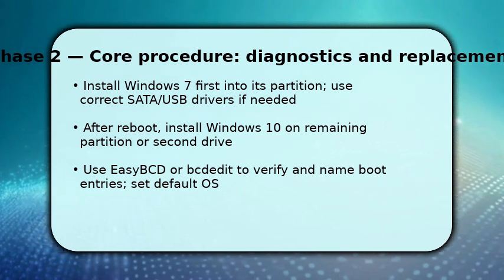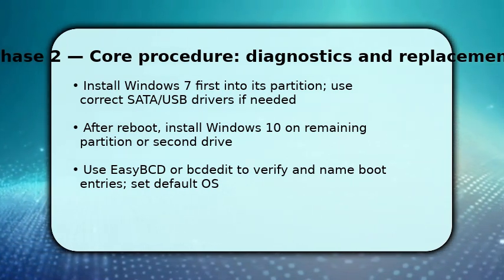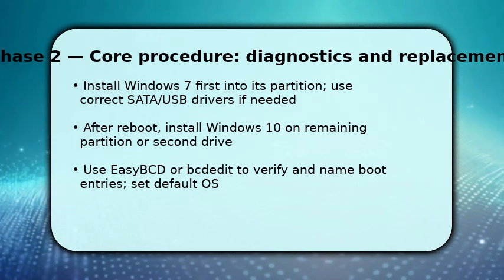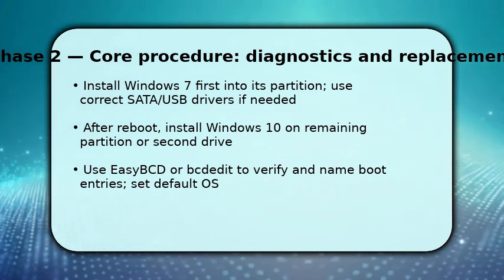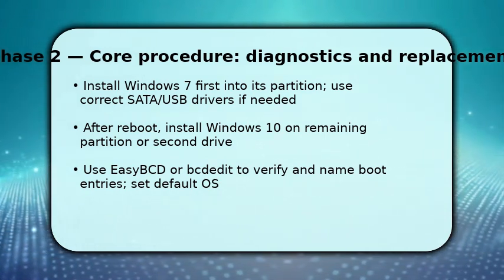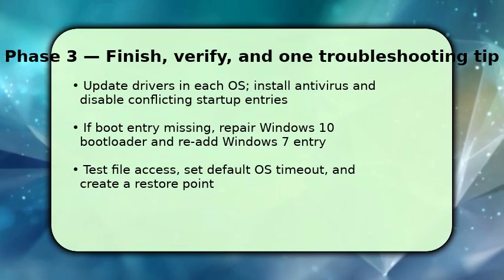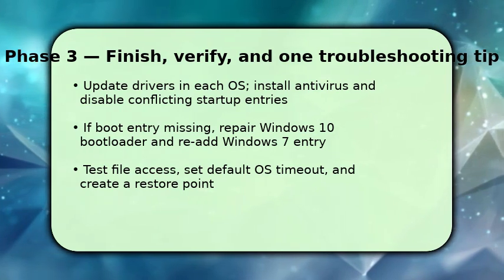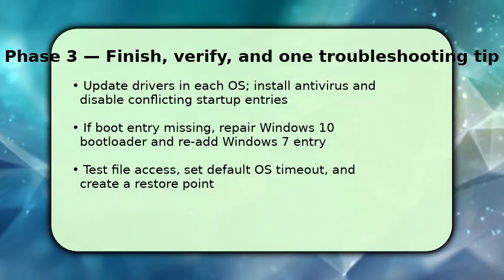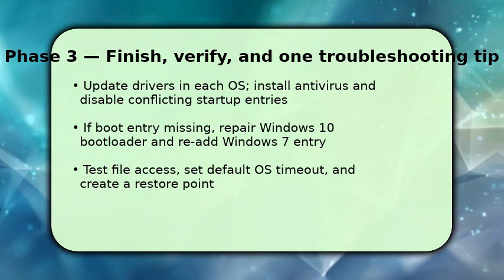After both installs, boot into Windows 10 and run EasyBCD or BCDedit to detect and label boot entries. Make sure the Windows 10 bootloader recognizes Windows 7 so you can choose at startup. You finish by installing all drivers and Windows updates in both systems. Configure power and startup settings so that fast startup remains off.